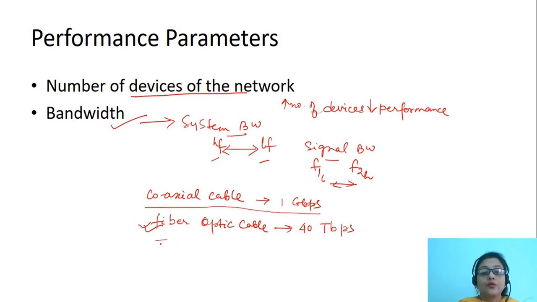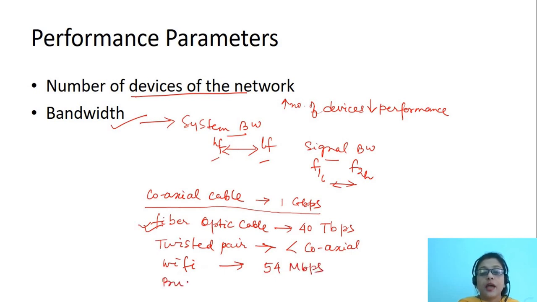Then we can have twisted pair. Twisted pair has a data rate which is less than that of coaxial cable. After that, we can have Wi-Fi. So Wi-Fi can have 54 Mbps, which is much lesser. And if you have business Wi-Fi, then it can be roughly 1 Gbps.